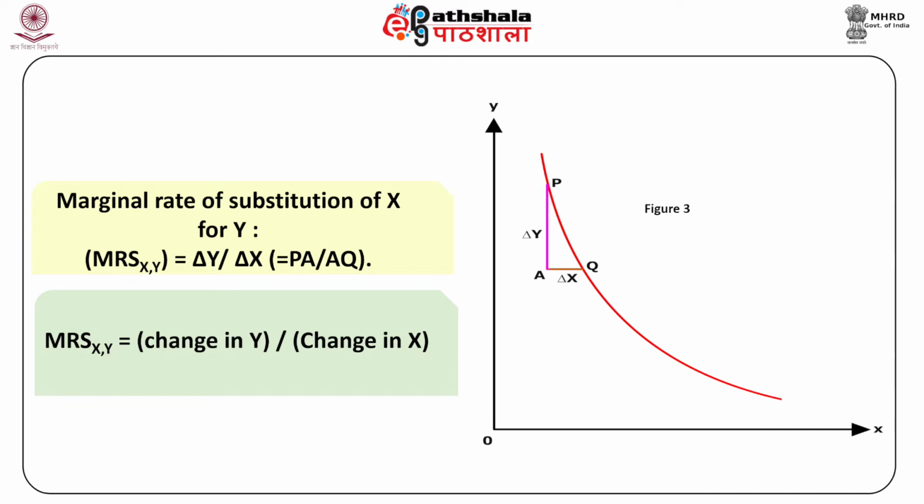Now, if the points P and Q are very close, the values of delta y and delta x will be very small. Then the marginal rate of substitution between x and y will be given by the slope of the tangent to the indifference curve at that point, figure 5.